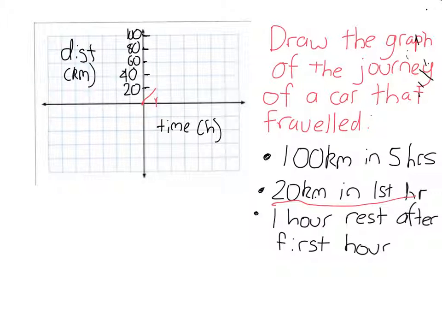Okay, 1 hour rest after the first hour. So my second division, as I said, was 2 hours. So a 1 hour rest is horizontal. I'm not going any distance, so y doesn't increase. So that's what it looked like for that.